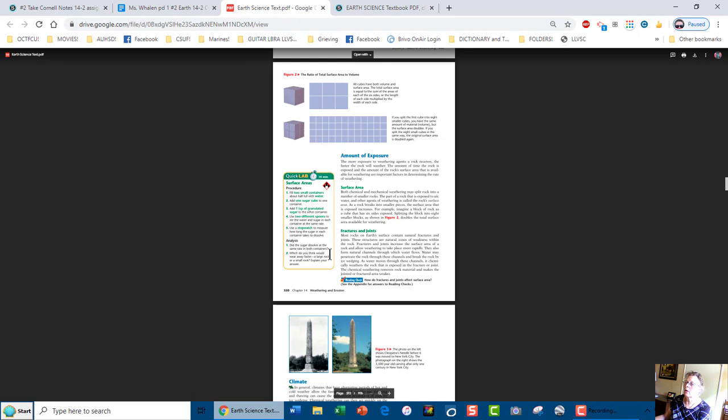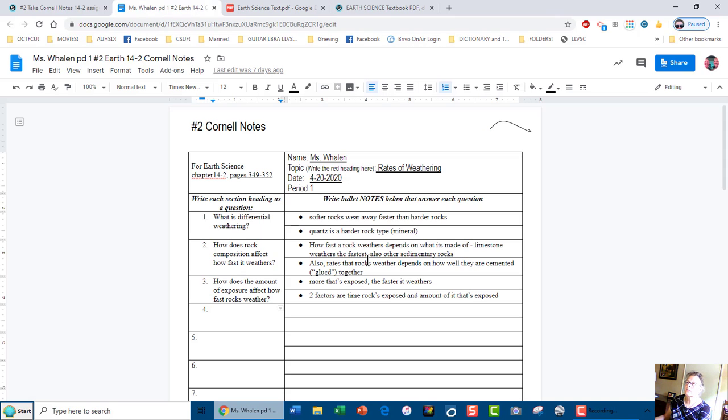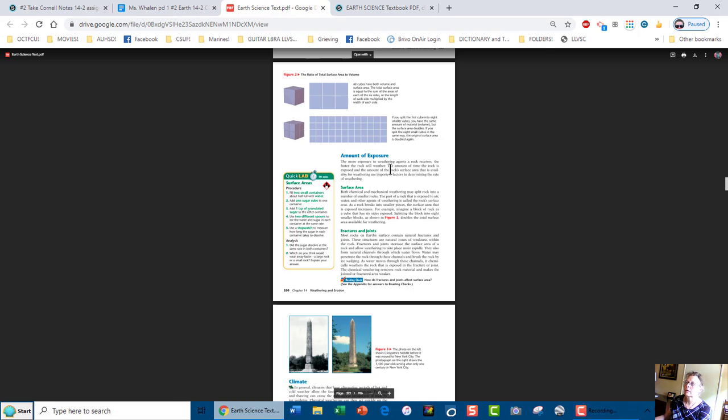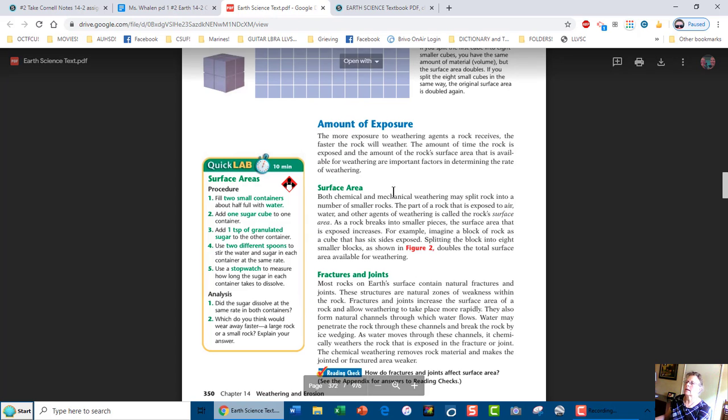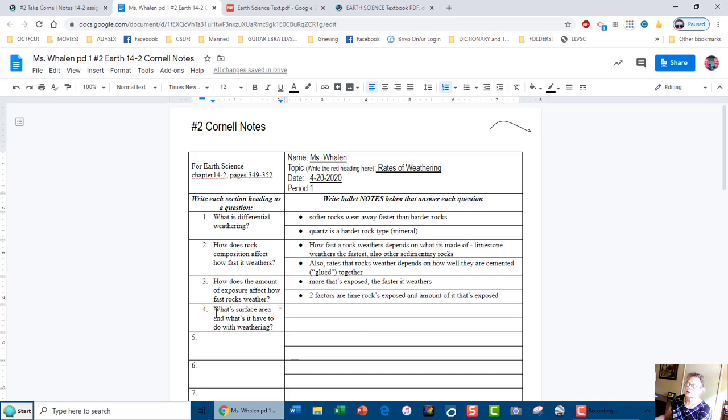Let's see where we are on our Cornell note paper. It looks like I did rock composition affects how fast it weathers. How does the amount of exposure affect how fast rocks weather? Let's go back and see where we're at. Looks like the last heading we did was amount of exposure, so we are on surface area. Remember, blue or green headings. Now I typed a question, what's surface area and what's it have to do with weathering?